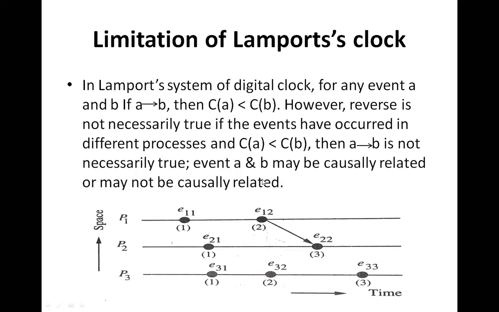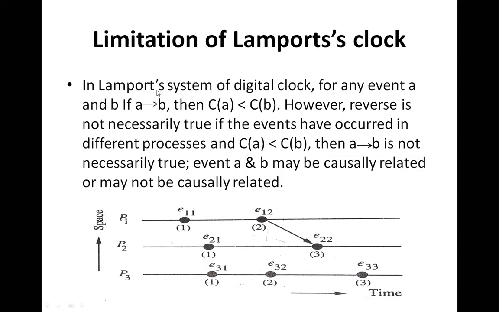So why are we in need of a vector clock? Because there are certain limitations of Lamport's clock. In Lamport's clock, you have seen that if any event has happened before a second event, A and B, A is happening before B, then of course the timestamp of event A should be less than the timestamp of event B.